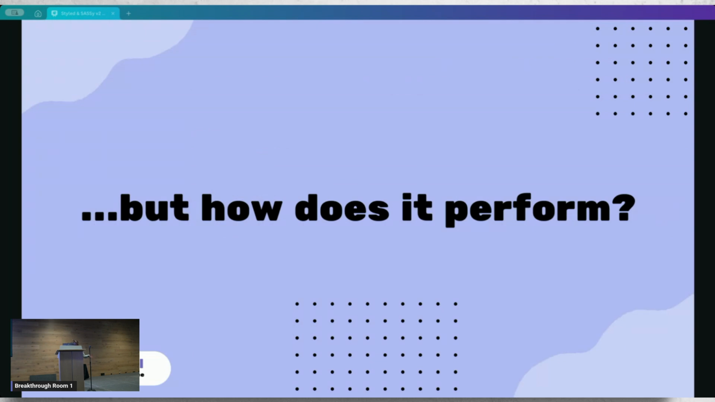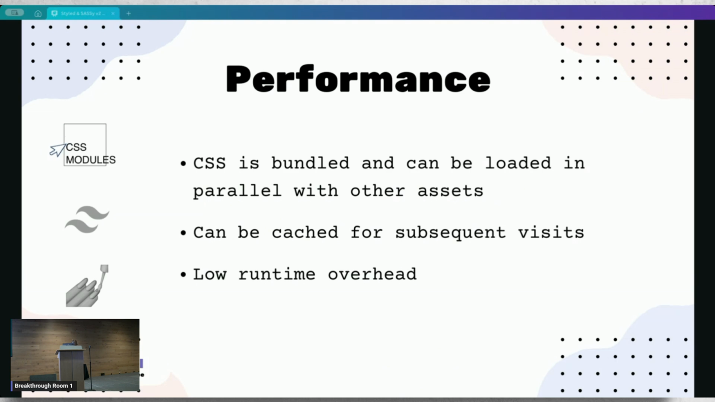So we're developers, and a lot of times we make our decisions based on numbers. So how do some of these solutions compare in terms of performance? Well, for CSS modules, the initial load time is pretty quick because the CSS is bundled and linked directly into the HTML. So everything can be loaded in parallel.